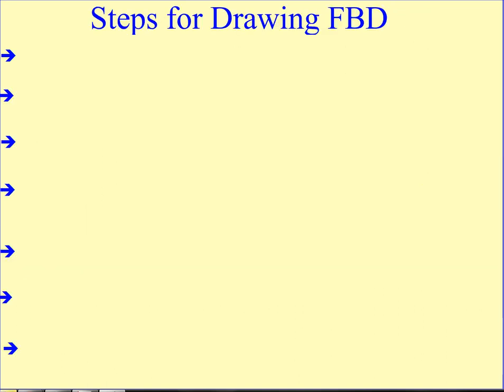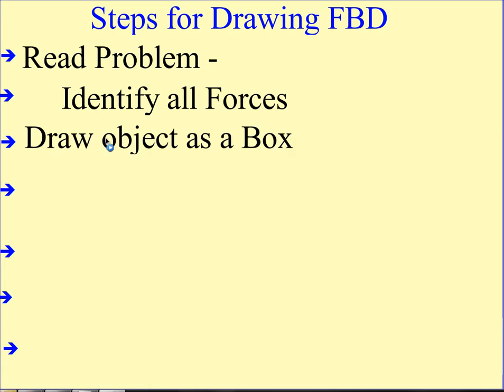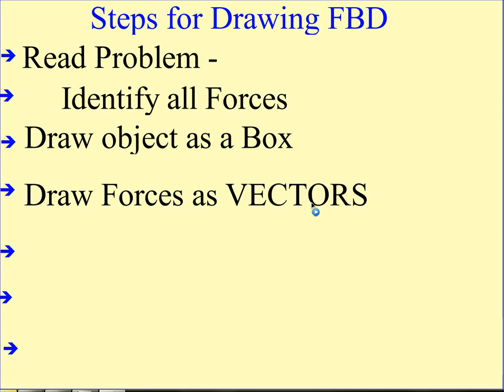So you need to have the steps for drawing a free body diagram very clear in your mind. The first step is to read the problem. I know this sounds fundamental, but read the problem. The second step is to identify all the forces in your problem. Some of these will be stated, some will be implied. Draw the object as a box. I don't care how creative you are or how artistic you are, every object is a box. Draw the forces as vectors.